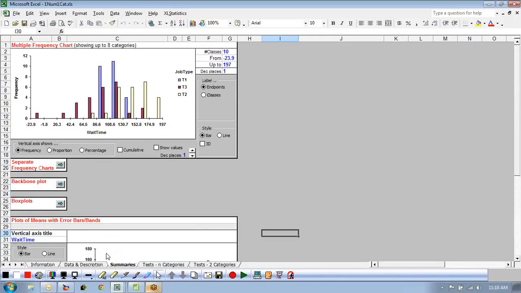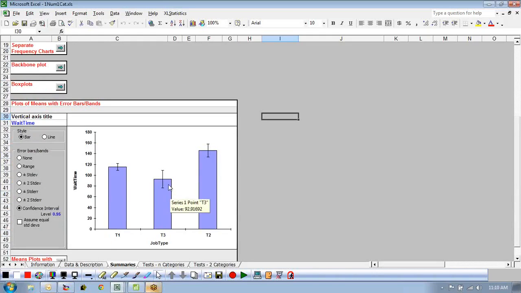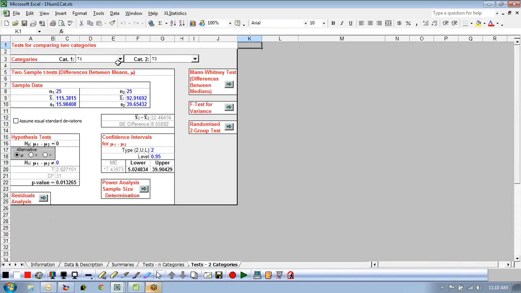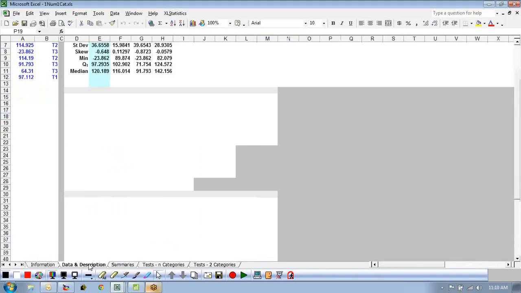Let me go back to here, and now that I see the picture, we're going to assume for a moment that the differences are all significant. I believe that if we went to test by two categories, we'd show that they were. Here's T1 and T3. Here's T1 and T2. Yes, they're different. And here's T2 and T3. Yes, they're different. So they all are different. That's great. So far, we haven't done anything differently.